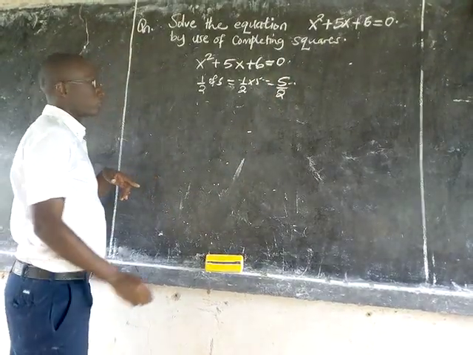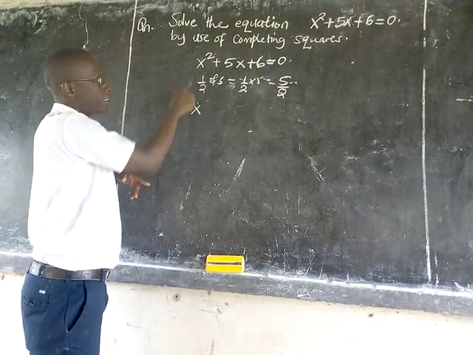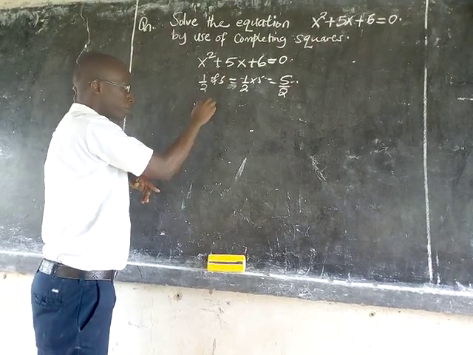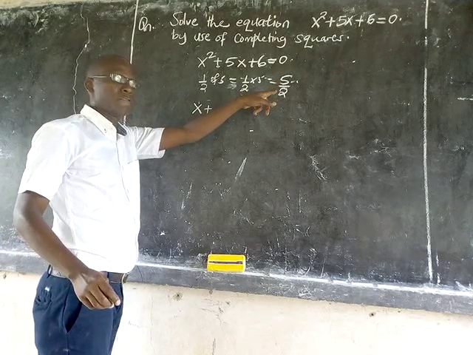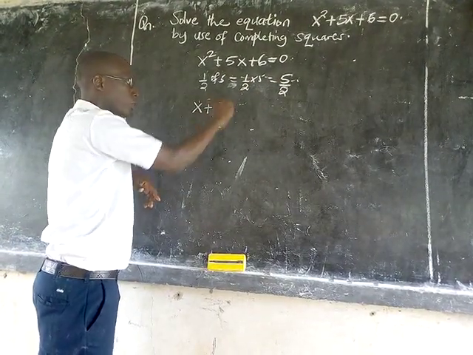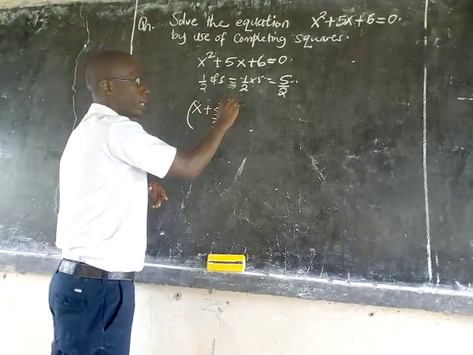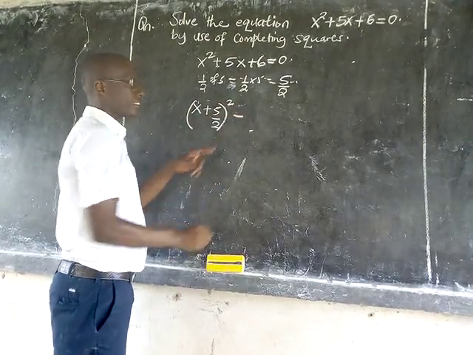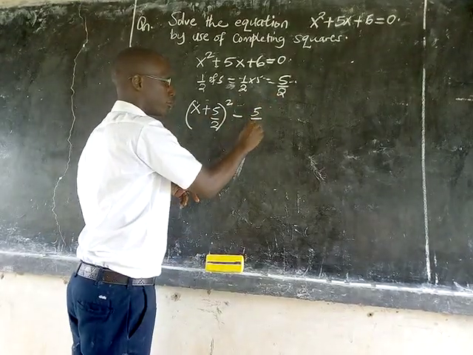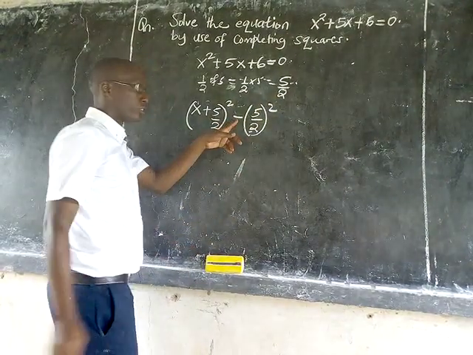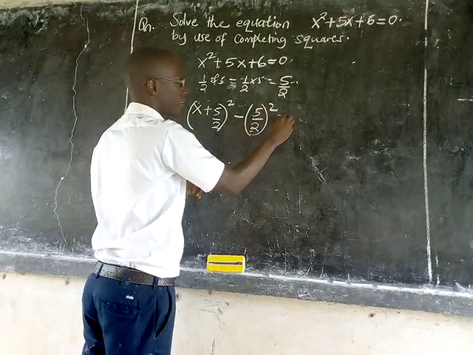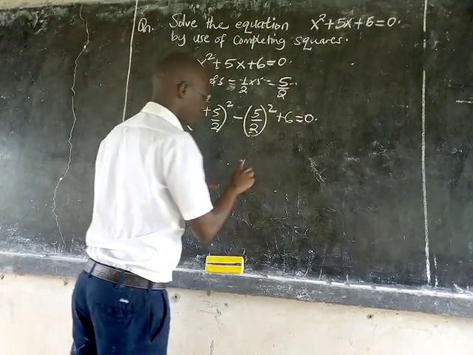Now what we are going to do, we are going to write x, this x here, but without a power 2 now. There is a plus, write a plus. Then half of the coefficient of x, is 5 out of 2. Close the bracket, the whole bracket squared. Then minus this half of the coefficient of x squared, 5 out of 2 squared. This is always a must. Minus, plus 6 is equal to 0.